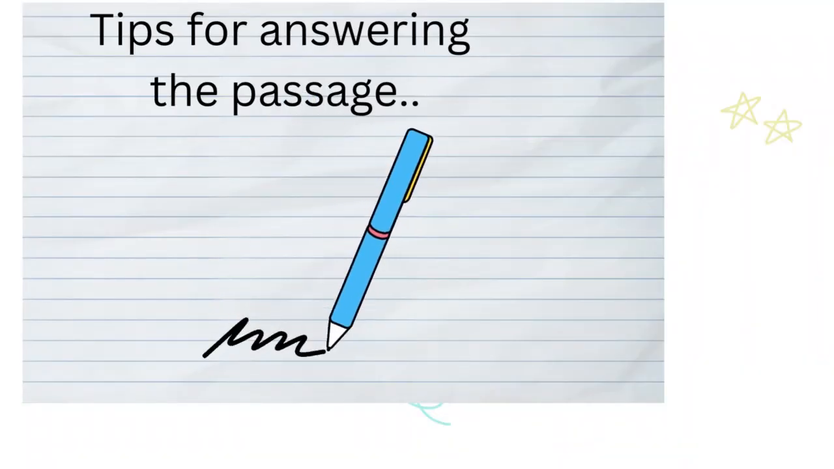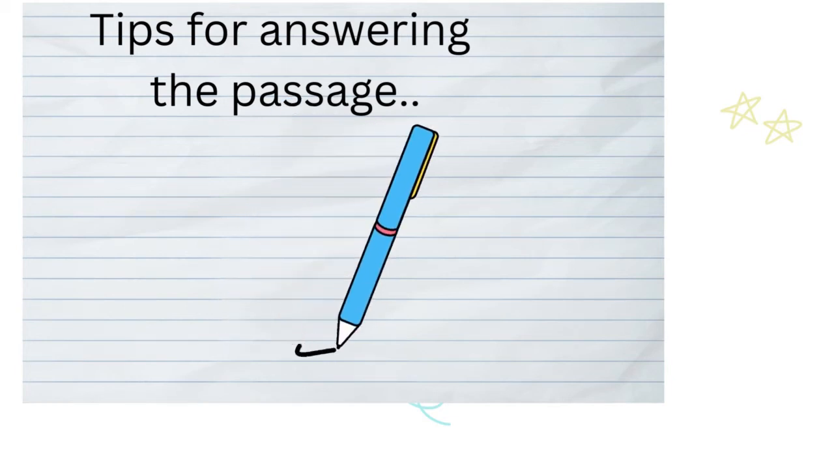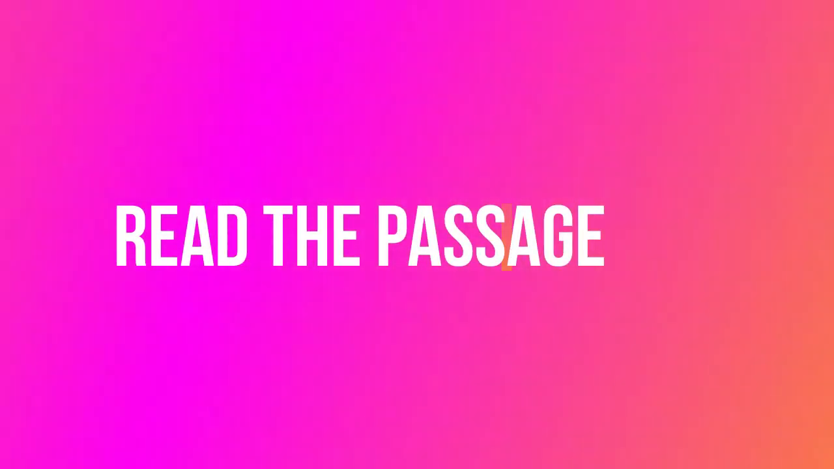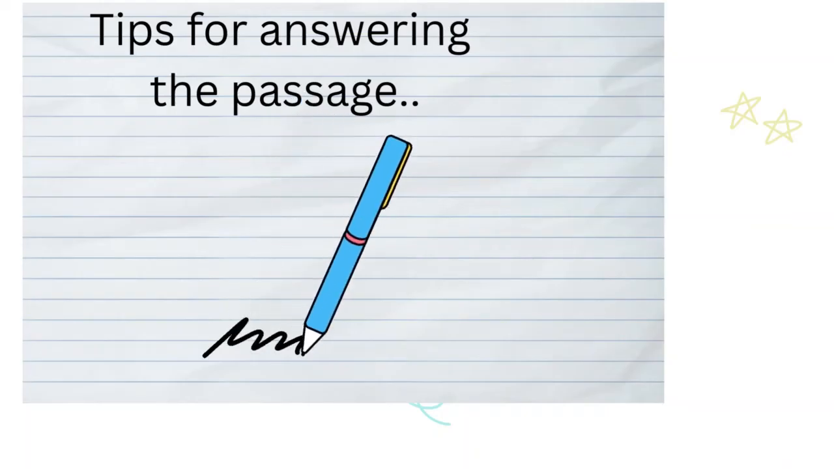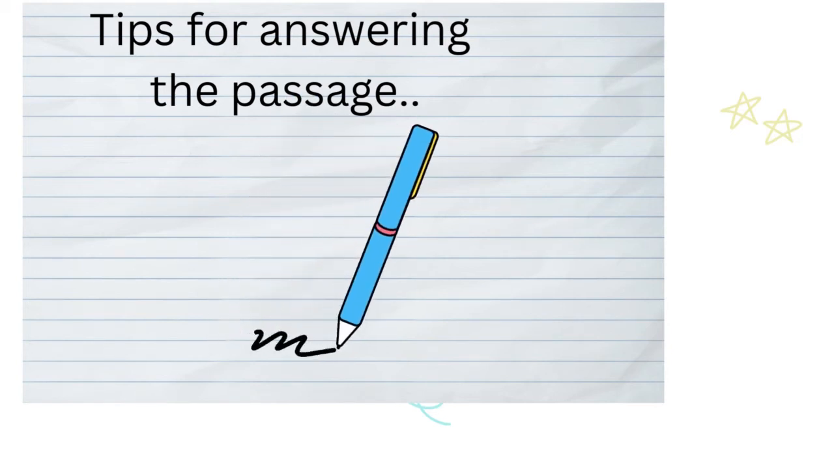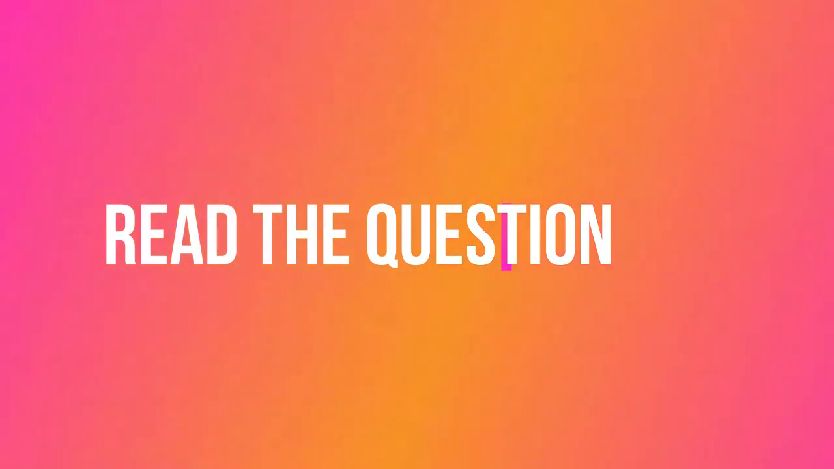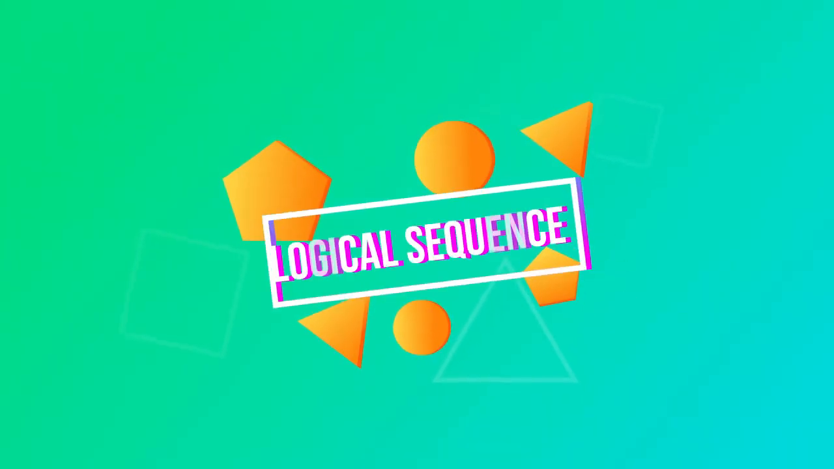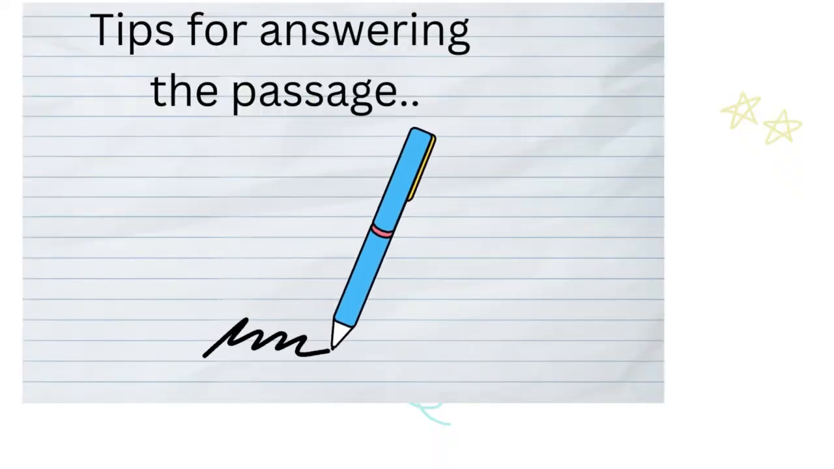Okay students, I will give you some useful tips for writing these sections. First of all, you should read the passage carefully, and the reading should be very fast, very quickly. Then focus on the important details and underline them while you are reading. Read the questions carefully and go back to the passage to find the answer. The answers are generally in a logical order, so you can find the answer very quickly.